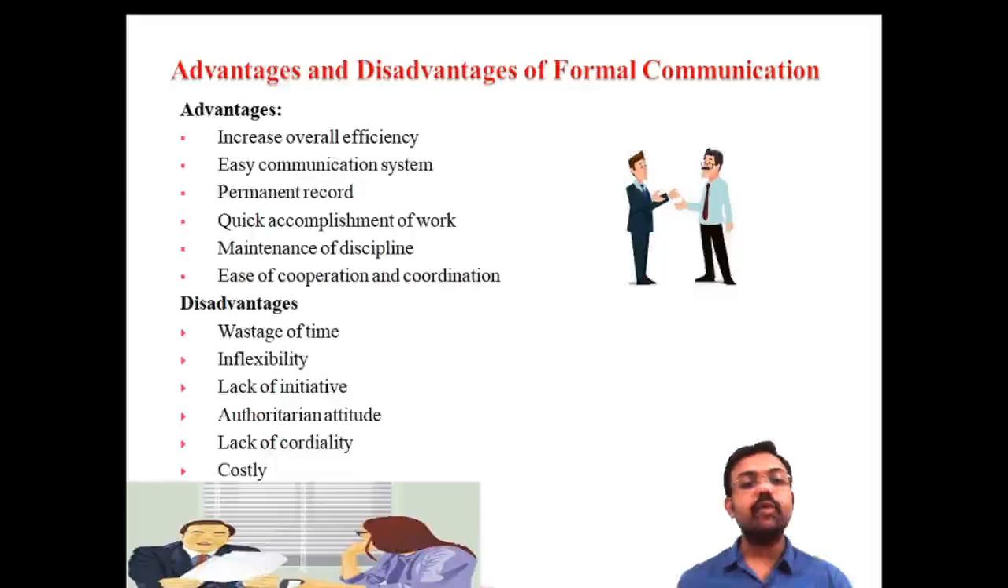Another is ease of cooperation and coordination. Proper cooperation and coordination can be ensured with the help of formal communication. These are the important advantages of formal communication: increased overall efficiency, easy communication system, permanent record, quick accomplishment of work, maintenance of discipline, and ease of cooperation and coordination. Now, what are the limitations? There are some limitations. The first one is wastage of time.